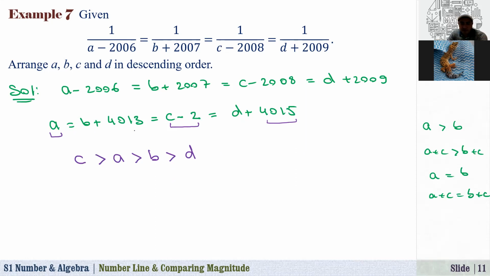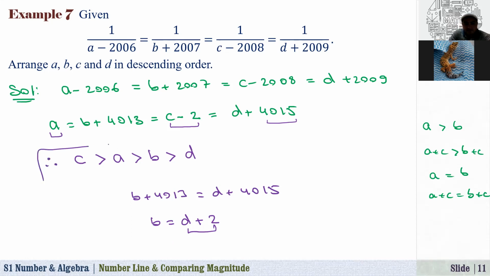If you want to compare B and D, write them together like B plus 4013 and D plus 4015. Subtract 4013 from all sides. So B is equal to D plus 2. Which means that if you add 2 to D, then it is B, right? Which means that B is greater than D. So that is the final answer of this question. In descending order, C is the greatest, A is the second, B is the third, and D is the fourth. So from the greatest to the smallest.